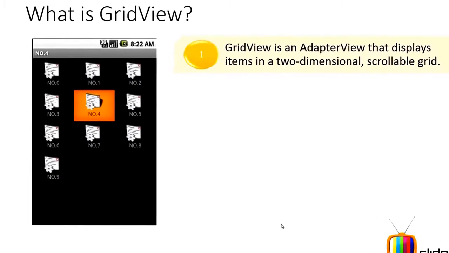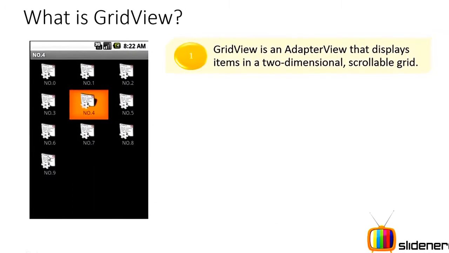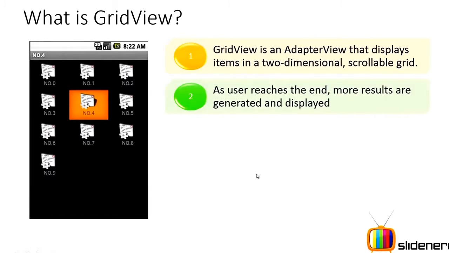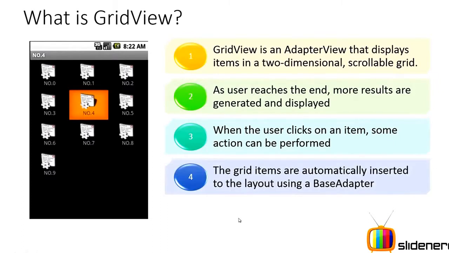So a grid view is nothing but an adapter view that displays items in a two-dimensional scrollable grid. Now remember, if the number of items exceeds the screen space, then automatic scrolling is added for you guys. More results are generated and displayed. When the user clicks on one of the items, you can perform some action with the help of an on-item click listener. The grid items are inserted to the layout using a base adapter.